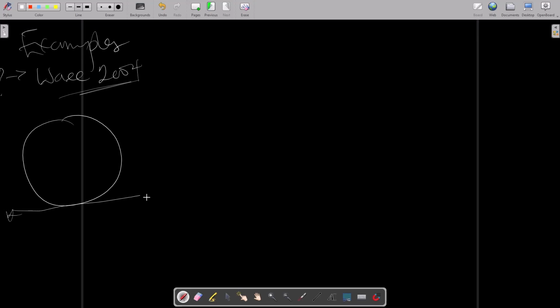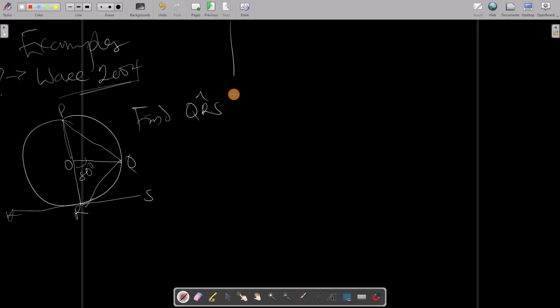Point K, point L is R. Okay, this is my drawing. Now point Q, point O, point P, and this is 18. If you are asked to find QRS, okay, so that's the solution.